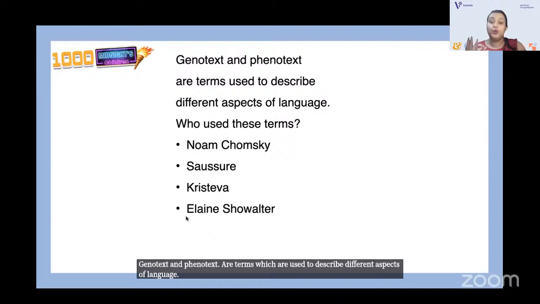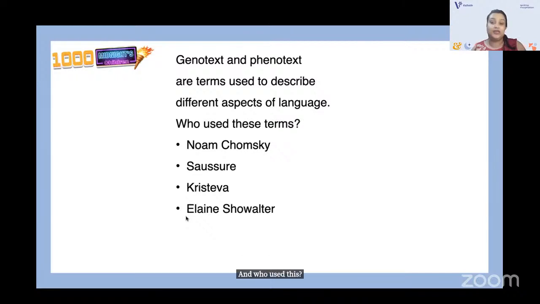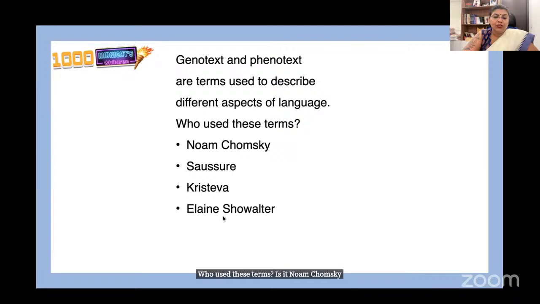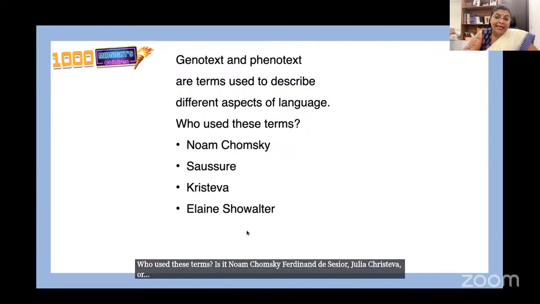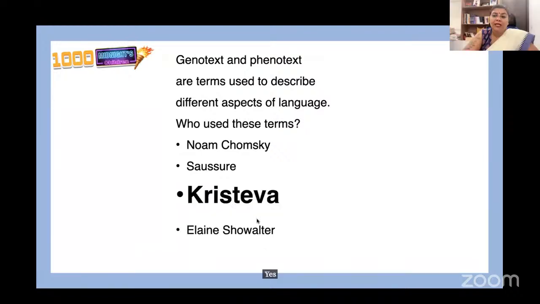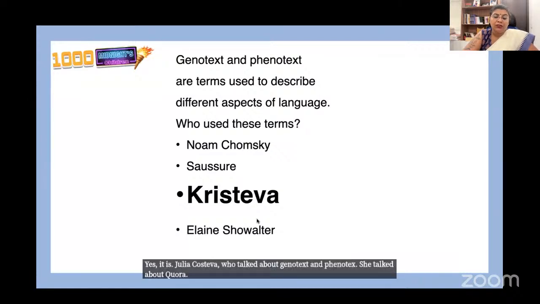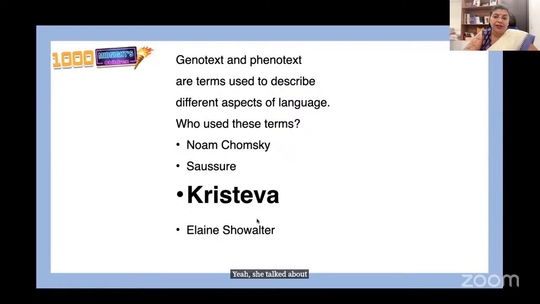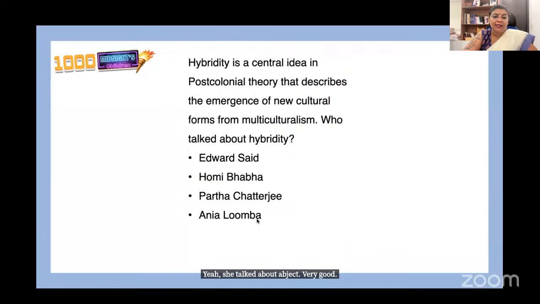Next, genotext and phenotext are terms which are used to describe different aspects of language. And who used this? Who used these terms? Is it Noam Chomsky, Ferdinand de Saussure, Julia Kristeva, or Elaine Showalter? Yes, it is Julia Kristeva, who talked about genotext and phenotext. She also talked about abject. Very good. Okay, you're back, Ankita. Continue.